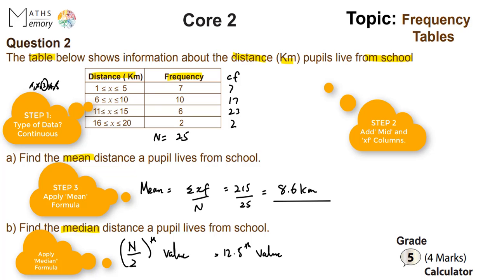That means the 8th pupil would actually live between 6 and 10. Even the 9th, 10th, 11th, 12th, all the way up to the 17th one. The 18th person would live between 11 to 15 kilometers. So we don't want the 17th, we don't want the 7th or 8th, we want the 12.5th person. That would be between clearly 6 and 10. The way we understand it is by creating this last column, cumulative frequency, keep adding the frequencies together, and stating the 12.5 or the middle value. So this is the answer for this one.